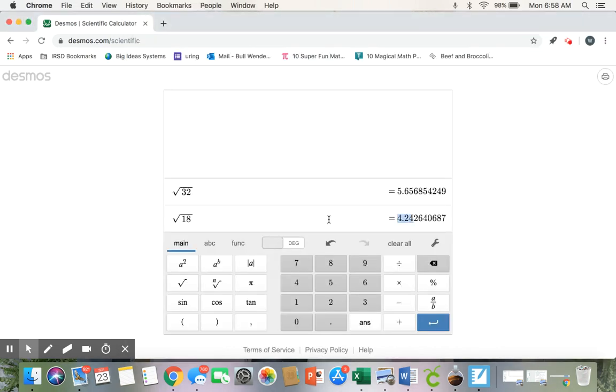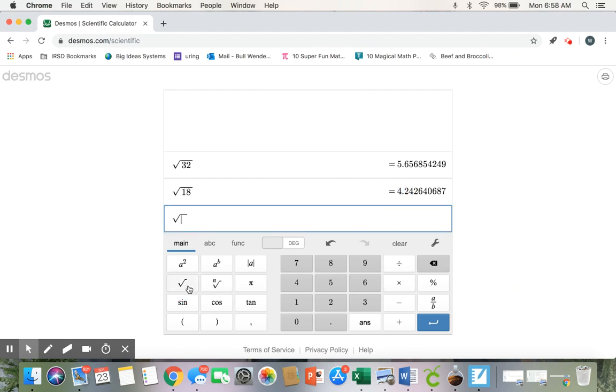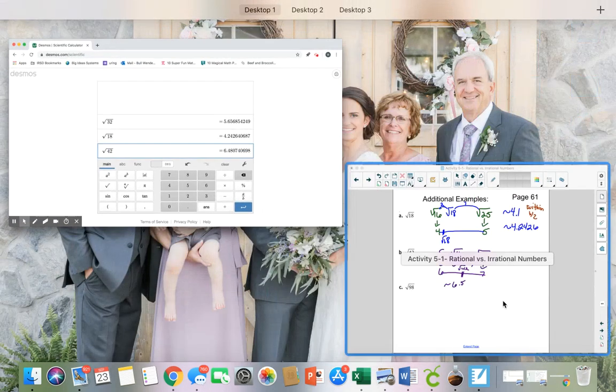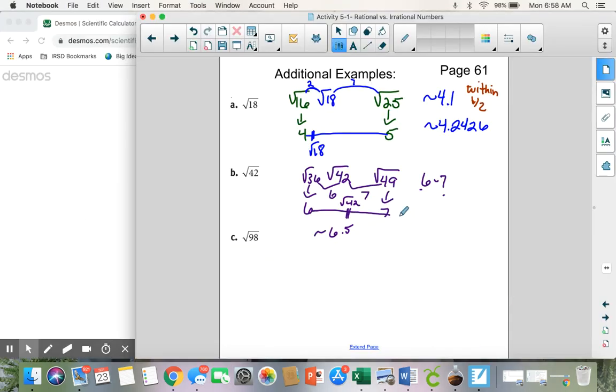Now that I've done that, I'm going to check it in the calculator. Again, you will not have a calculator on the test, so this is really just to check your work. The square root of 42 is 6.48, which is approximately 6.5. So 6.48 according to the calculator, which is very close to what I had at 6.5.